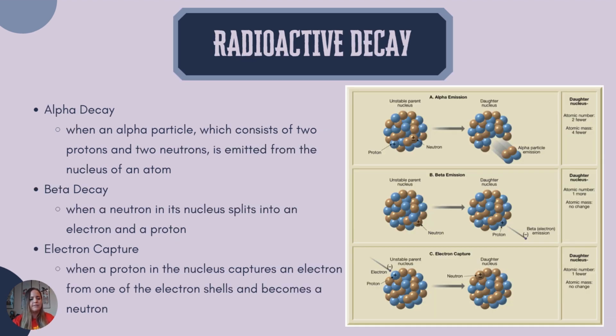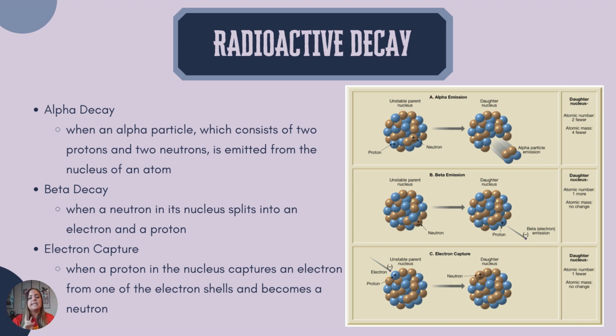All right, so looking at radioactive decay, there's lots of different ways that radioactive decay can happen, but we have three basic types that we will talk about. The first is alpha decay. This happens when an alpha particle, which consists of 2 protons and 2 neutrons, is emitted from the nucleus of an atom. So the unstable parent nucleus on the left under A, alpha emission, will decay when 2 protons and 2 neutrons are kicked out from that nucleus, and it becomes an entirely different isotope.